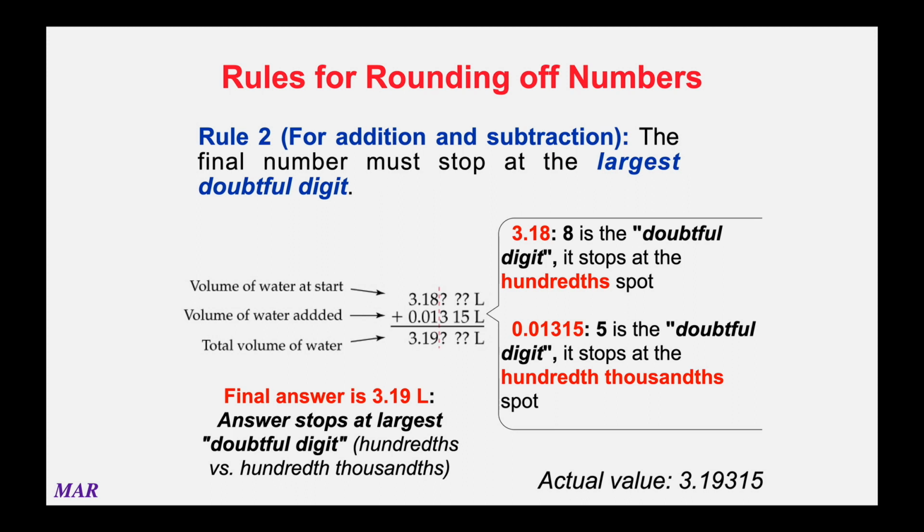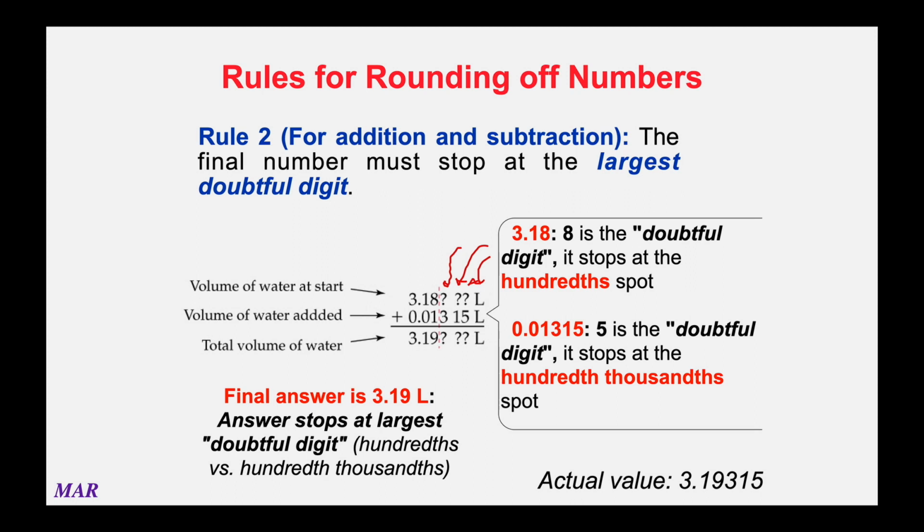So here's an example of taking 3.18 liters, and we're adding 0.01315 liters to it, okay? Now, mathematically, it comes out to be 3.19315, all right? No big deal, not hard math to do. However, in the 3.18, the doubtful digit was the 8, or the hundredths spot. And we really don't know what those other numbers are to the right of it. All right, maybe they're all zeros, but that's not very likely. They could be something else.